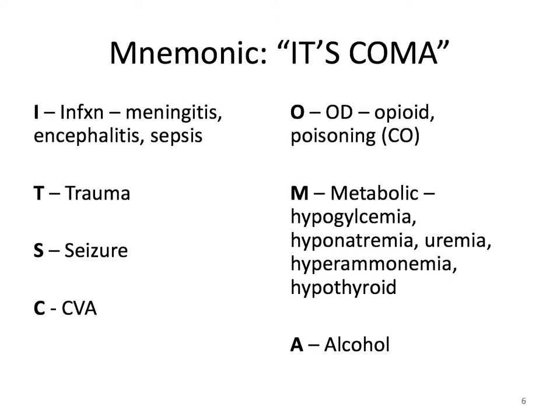The mnemonic COMA provides a really good summary of the etiological factors associated with altered level of consciousness. I stands for infection, T for trauma, S for seizure, C for cerebrovascular accident, O for overdose, M for metabolic, and A for alcohol.